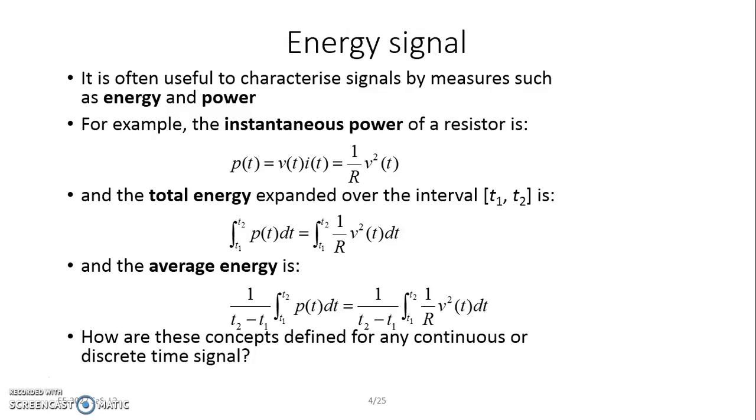For energy signals, the instantaneous power of the resistor is written as 1/R V²(t). The total energy expended over the interval is the integral from T1 to T2 of 1/R V²(t) dt. The average power is given by 1/(T2 − T1) times the integral from T1 to T2 of 1/R V²(t) dt. This concept is defined for any continuous or discrete time signal.